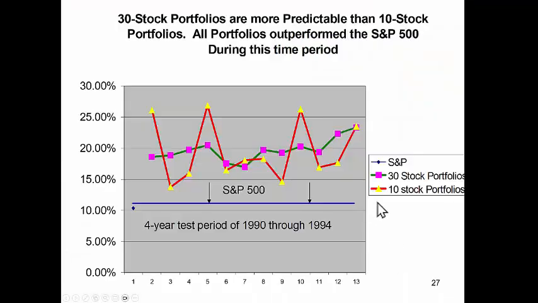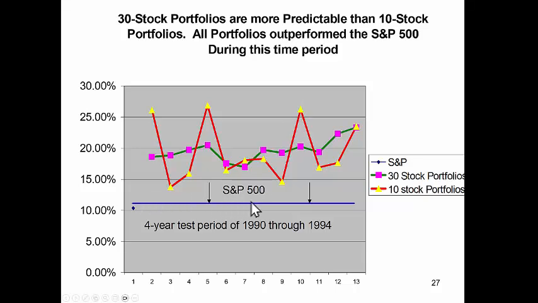Now, we said, okay, how many stocks do you put in a portfolio? Why did I use 30 in that research? Because we did all the research on portfolios with 10 stocks, 30 stocks, and 50 stocks. You can see that over the first 4-year test period of 1990 through 1994, the 10 stock portfolios did very, very well, but very, very erratic also. Some years it was not so good, other years it was fantastic.